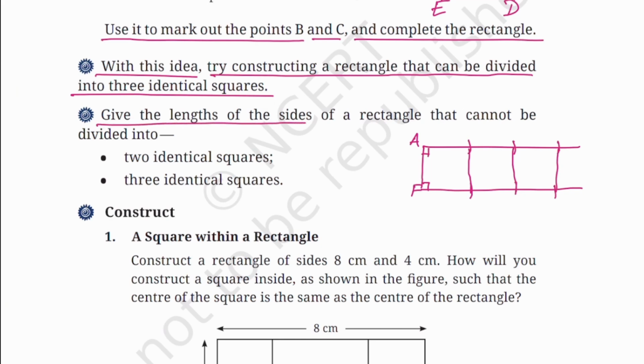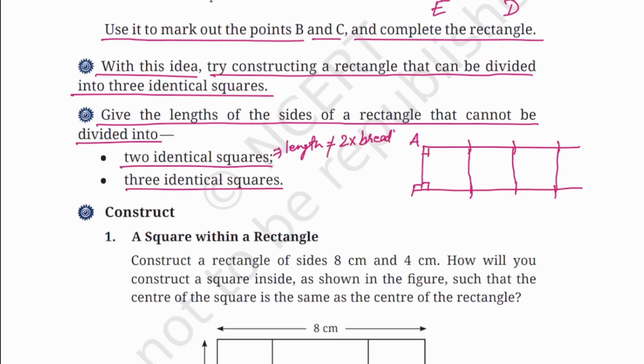Give the length of the side of a rectangle that cannot be divided into two identical squares, three identical squares. If length is not double of width, then no two identical squares can be formed within a rectangle. Similarly, if length is not equal to 3 times of width, then it is not possible to form three identical squares within a rectangle.